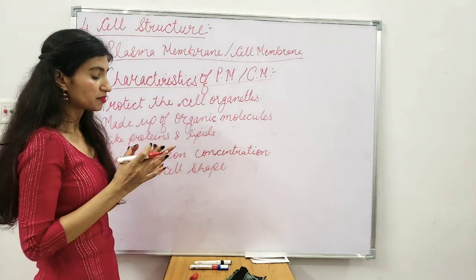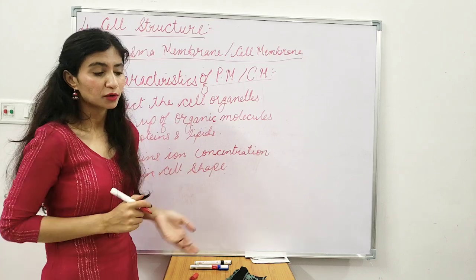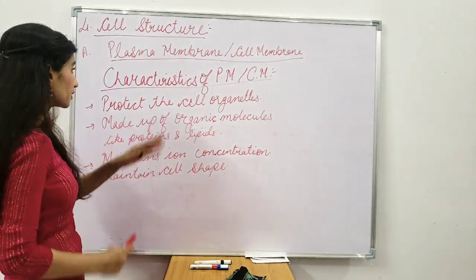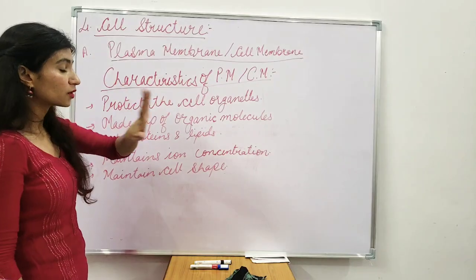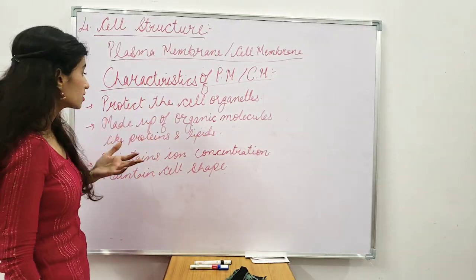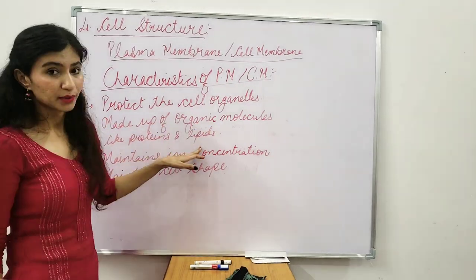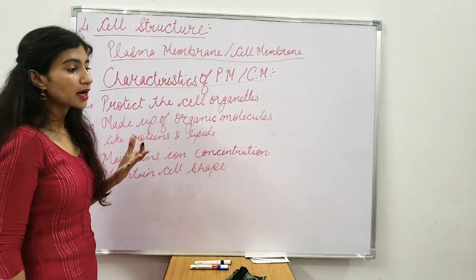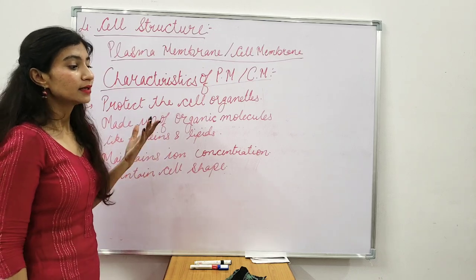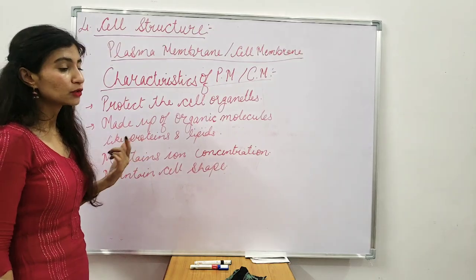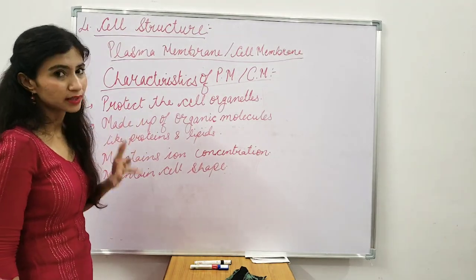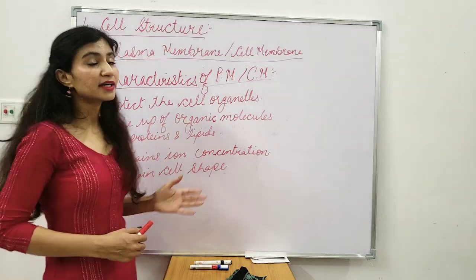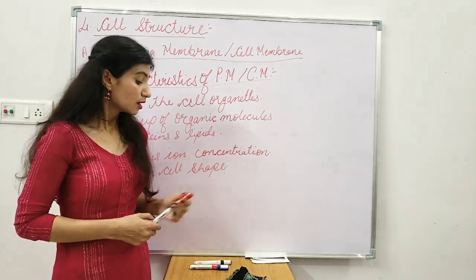Because without the plasma membrane, there is no shape of the cell. The cell will not even be there. Okay? So these are a few characteristics of the plasma membrane. So what we have discussed: it protects the cell organelles, very important, because without the plasma membrane, the cell organelles can't survive and the whole cell is going to die. It is made up of organic molecules like proteins and lipids. Okay, these are the organic molecules found in the body only. It maintains the ion concentration. As I told you, certain ions are present inside the cell and some outside the cell, like sodium, potassium, magnesium, calcium and chlorine. These are the 5 or 6 types of ions present inside and outside the cell. Okay, it maintains the cell shape. Without the plasma membrane, there is no shape of the cell because there is no cell. Okay, if you find any other characteristic of the plasma membrane, please add it to your notes by yourself.